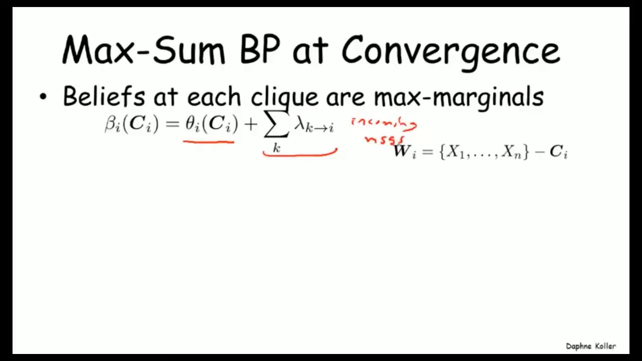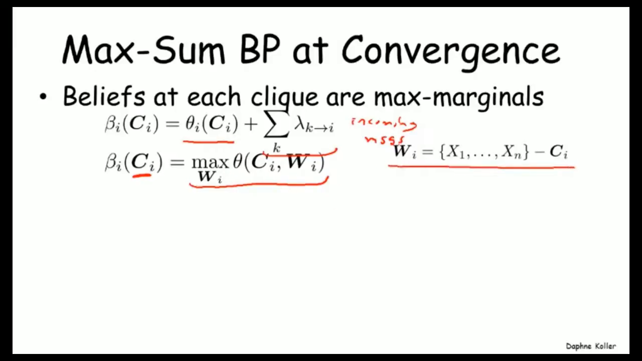Before, you remember, we had the factor assigned to the clique multiplied by the incoming messages because we were doing products instead of summations. What does this belief encode? This belief is exactly the max marginal. So specifically, for any given assignment to the clique Ci, we can look at the score of the best possible completion to the clique Ci, and that is the value of the belief at that clique. So it's the max over all of the variables Wi that are not assigned to the clique.